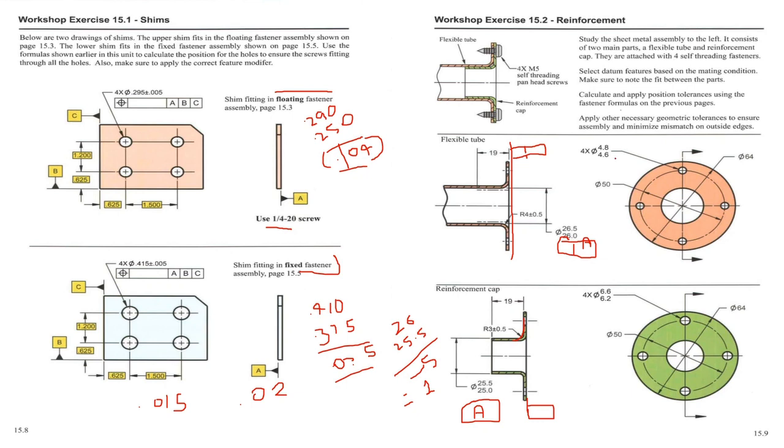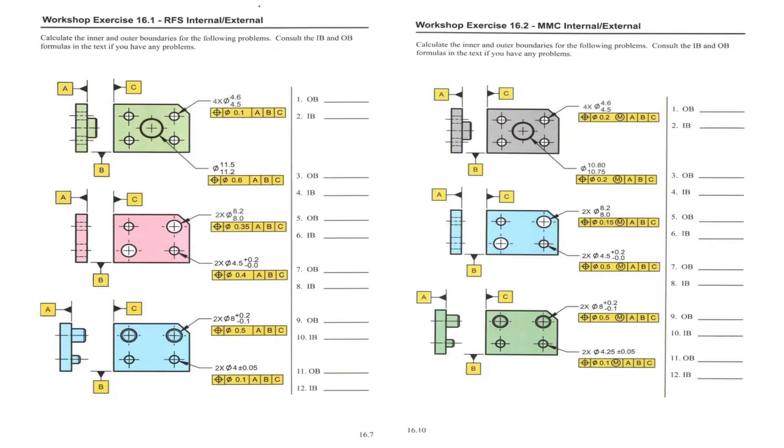Then to position these holes, the MMC of this hole is 4.6 here, and the MMC of this reinforcement cap holes is 6.2. So when we subtract this 4.6 from 6.2, we get 1.6, and this 1.6 clearance we split between the hole and the depth hole.